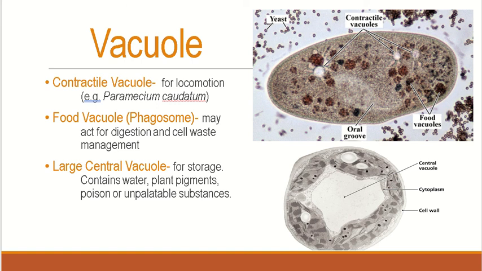For most animal cells, multicellular organisms, by the way, they have a food vacuole, or in technical terms, phagosome, which acts for digestion and cell waste management. And lastly, for all plant cells, they have large central vacuoles, usually for storage of water, plant pigments, poison, and other unpalatable substances.